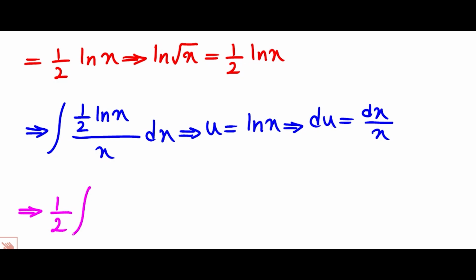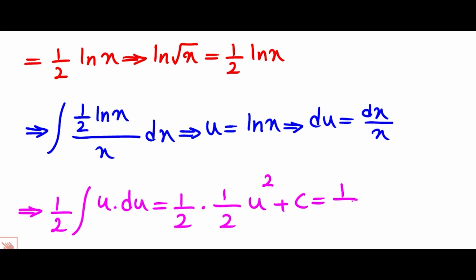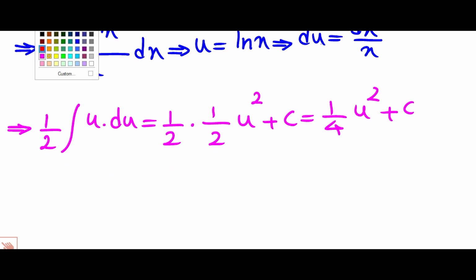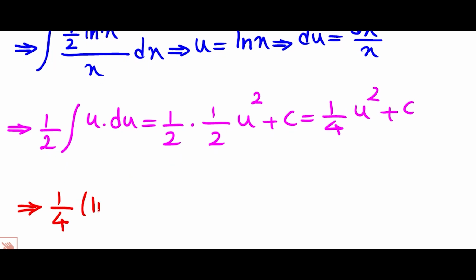So we have 1 over 2, the integral of ln of x equals u, u times dx over x equals du. So 1/2 times, if we use the power rule, we have 1 over 2 u to the power of 2, or u squared, plus c. So we have 1 over 4 u squared plus c. u is ln of x. So final answer equals 1 over 4 ln of x squared plus c.